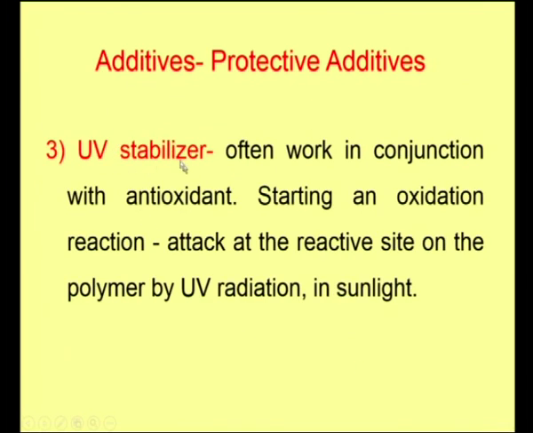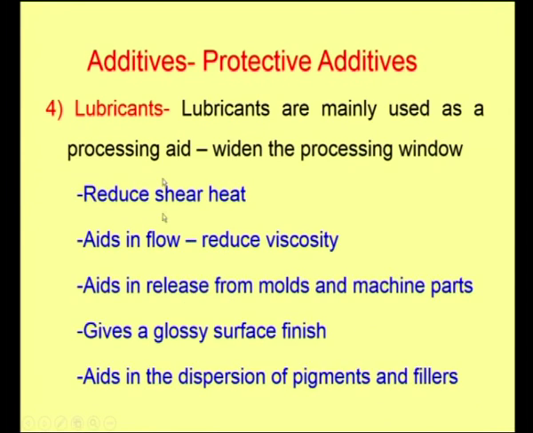Next one is the UV stabilizer. This will often work in conjunction with antioxidant. UV radiation, particularly in sunlight, attacks the reactive site on the polymer, starting an oxidation reaction. If you fail to add a stabilizer, that will become a cumulative effect. Once oxidation takes place, the material is more susceptible to UV light. When UV light penetrates the matrix of the material, it will reduce the mechanical properties. And the next important protective additive is lubricants.